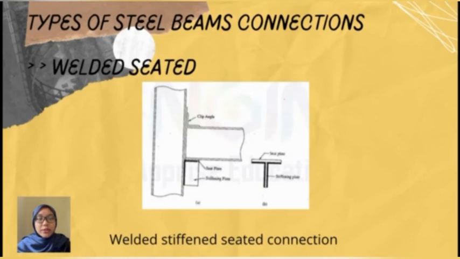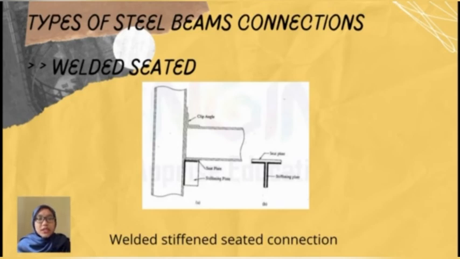Moving on to welded seated. It is similar to bolt seat connection, but welding is used for fastening rather than bolts. The loads on the beam affect the weld pattern eccentrically and generate stress. So, like welded frame connections, stresses need to be considered.